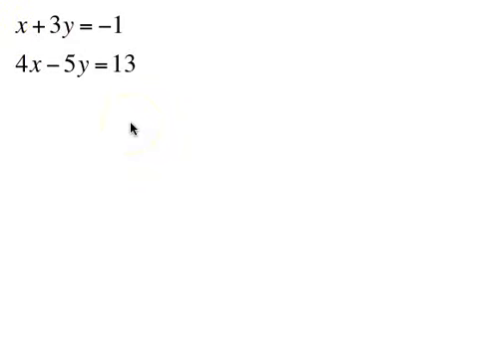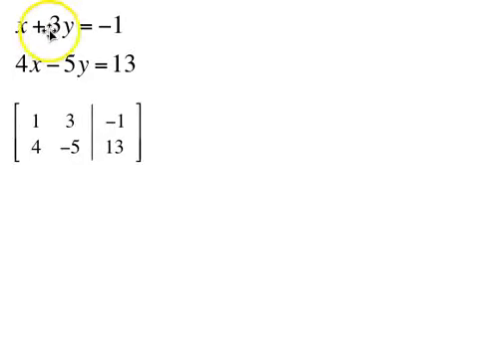Now we have several other strategies to use. We could eliminate variables, we could solve by substitution, we could use matrix inverses, we could even use graphing. This is one more tool that's very effective for larger systems, but let's start with just a system of two equations. So we're going to construct an augmented matrix by using the coefficients. So 1, 3, 1, -1 up top, 4, -5, 13 on the bottom.